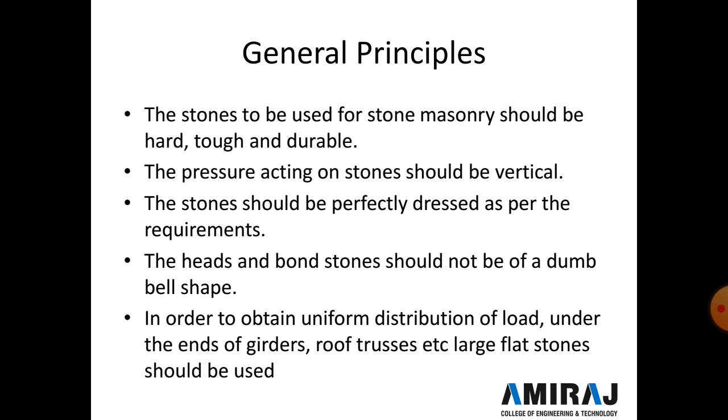Now next is the general principle of stone work. The stone to be used for stone masonry should be hard, tough and durable, and the pressure acting on a stone should be vertical. The stone should be perfectly dressed as per the requirement, and the stones that bond together should not be dumbbell shaped, in order to obtain uniform distribution of load under the end of girder, roof truss, etc. Large flat stone should be used.